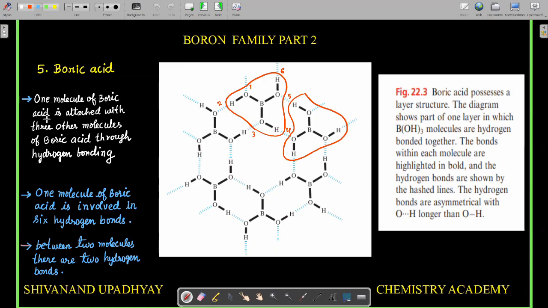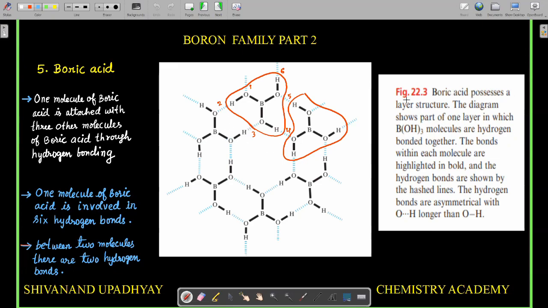So one molecule of boric acid is attached with 3 other molecules of boric acid through hydrogen bonding. One molecule of boric acid is involved in 6 hydrogen bonds. Between 2 molecules, there are 2 hydrogen bonds. You can see here that this is one molecule of boric acid and this is another molecule of boric acid, and there are 2 hydrogen bonds. So between 2 molecules, there are 2 hydrogen bonds.